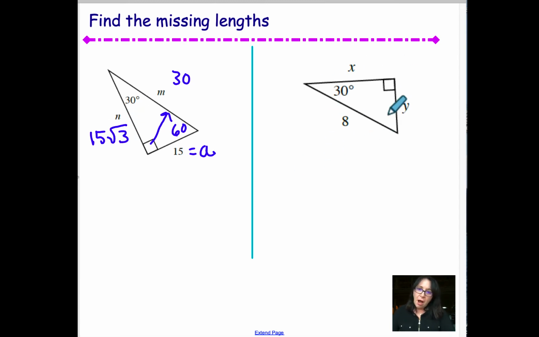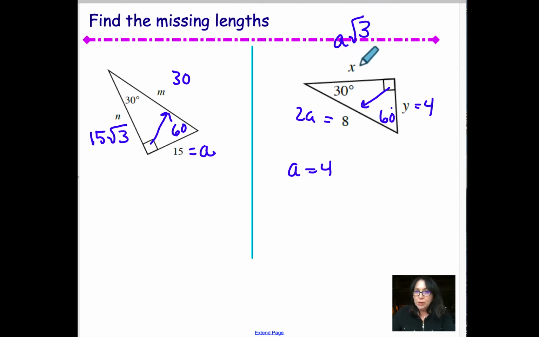Okay. Opposite the 90 is equal to 2A, which means A is equal to 4. A would be across from the 30, so that means Y equals 4. And then this being 60 degrees, opposite the 60 degrees, we have A root 3, which then means X is equal to 4 root 3.